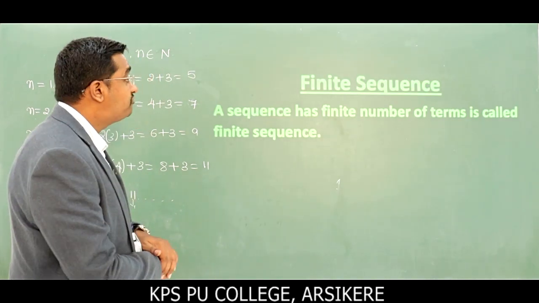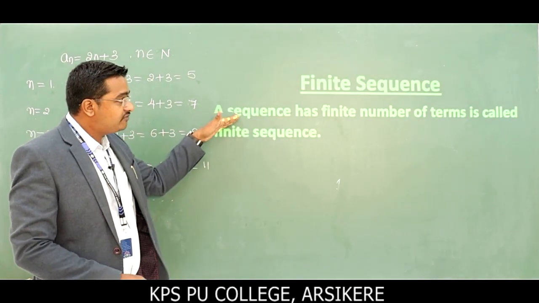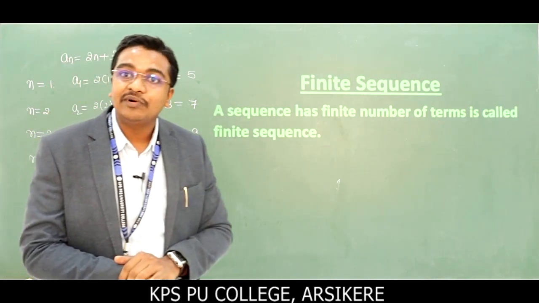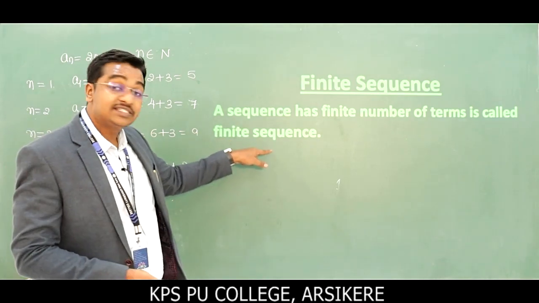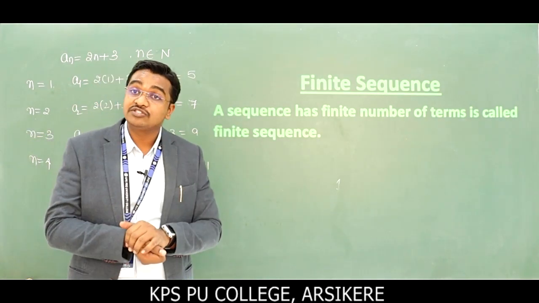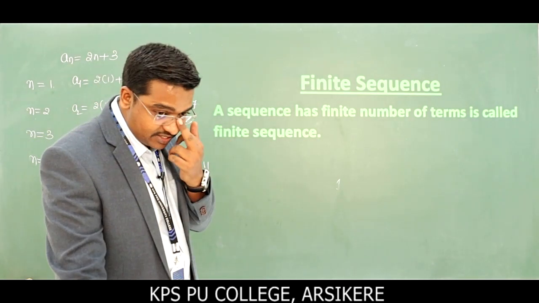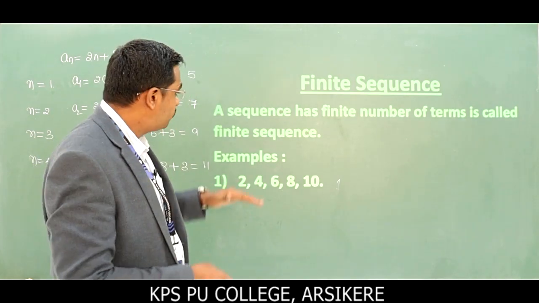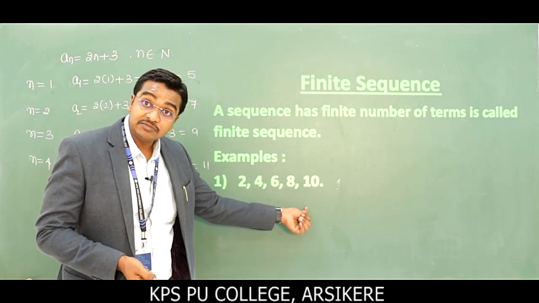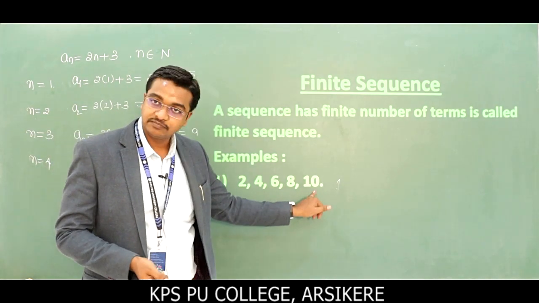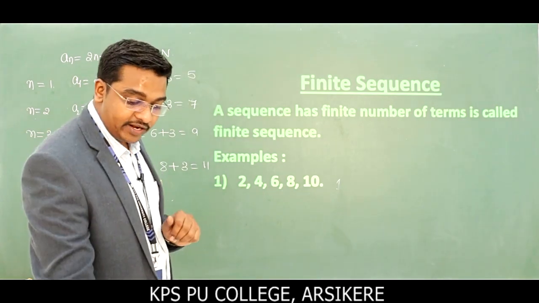Next, discuss the finite sequence. A sequence that has a finite number of terms is called a finite sequence. Just take the examples. 2, 4, 6, 8, 10. Obviously we have a finite number of terms here: 1, 2, 3, 4, 5. So this is a finite sequence.